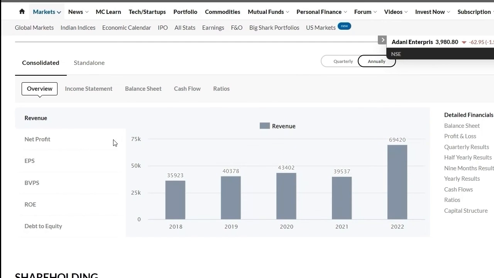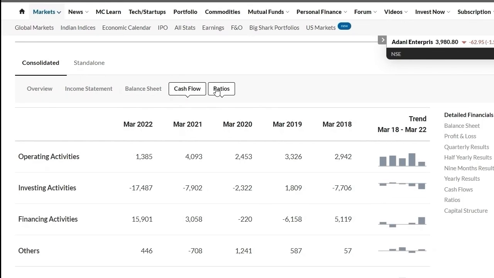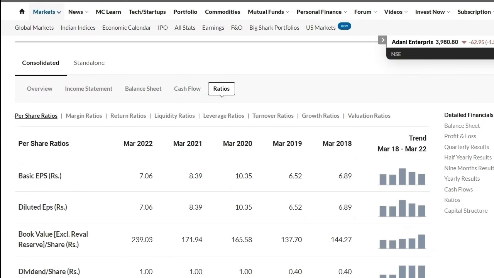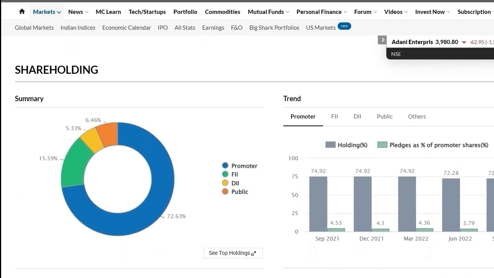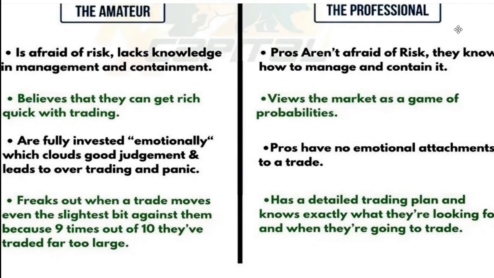Now we will check some fundamentals. Well, as you can see, in the year 2022, the revenue got almost double, and you can also see other things like income statement, balance sheet, cash flow, ratios, etc. You can also check about the peer companies of that particular stock. Peer companies means the competition, because those companies are also giving the same product.